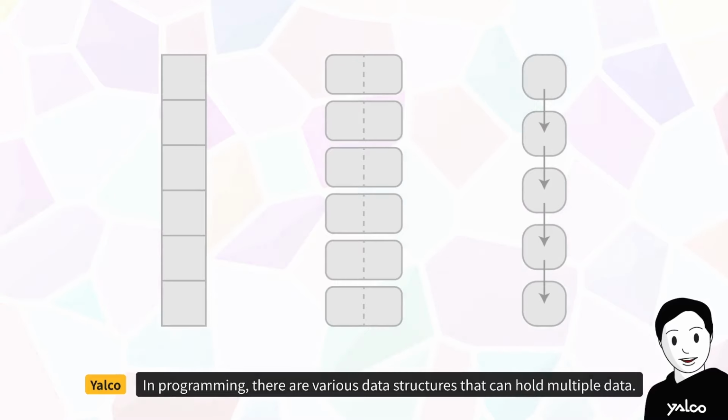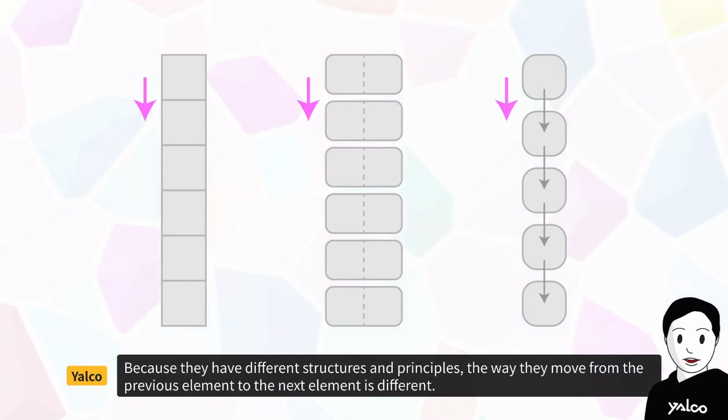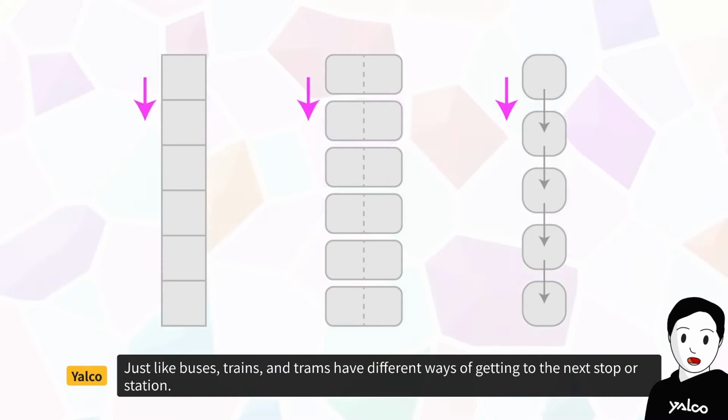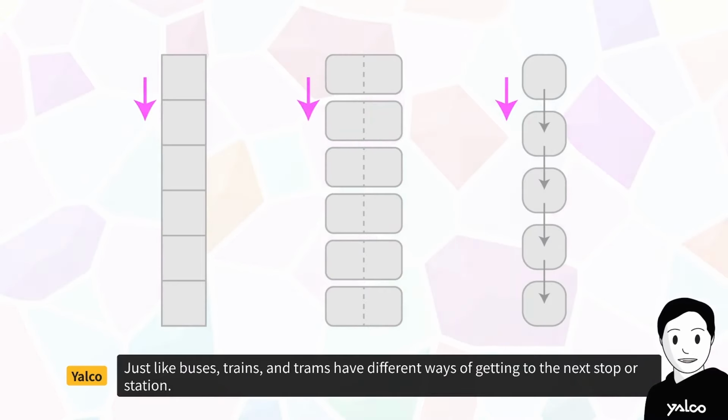In programming, there are various data structures that can hold multiple data. Various collections, such as arrays, maps, linked lists, and stacks, manage multiple data in their unique ways. Because they have different structures and principles, the way they move from the previous element to the next element is different. Just like buses, trains, and trams have different ways of getting to the next stop or station.